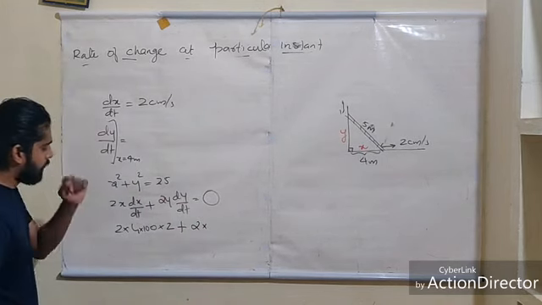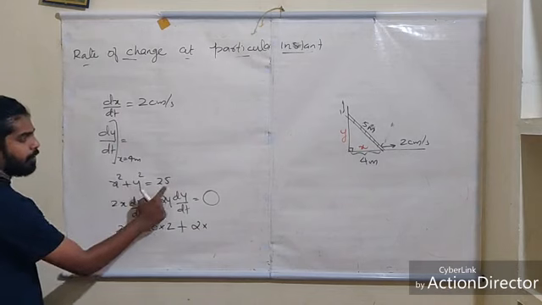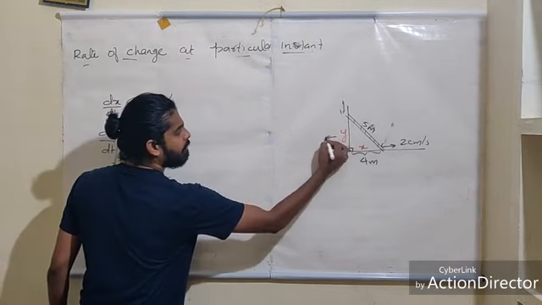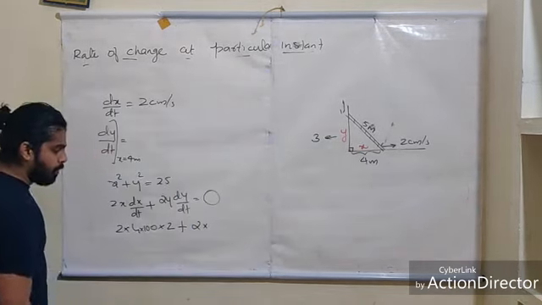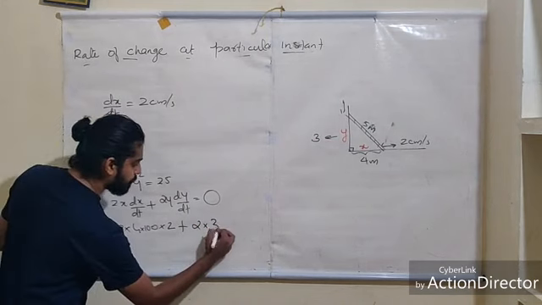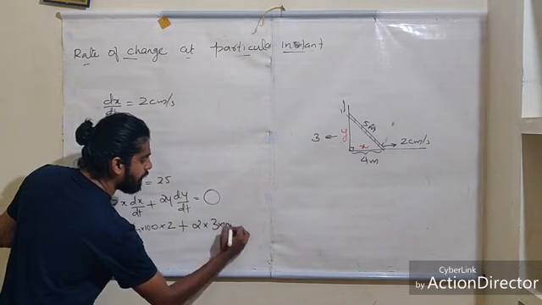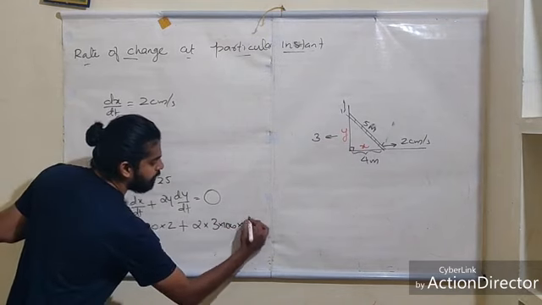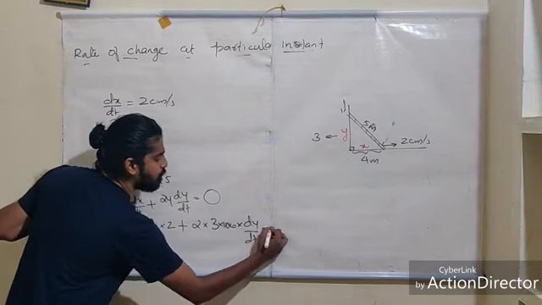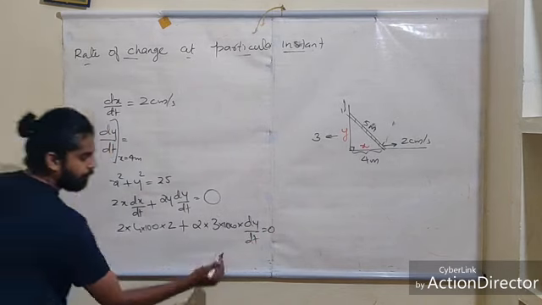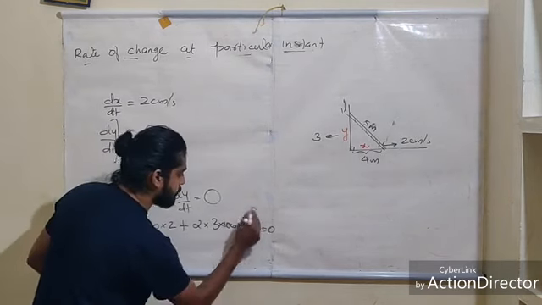So what is the value of y? Since x square plus y square is 25 and x is equal to 4, then at that instant, y will be 3. Okay, so 2 into 3 into 100, right? 300 into dy by dt is equal to 0. Now we have to find the value of dy by dt.